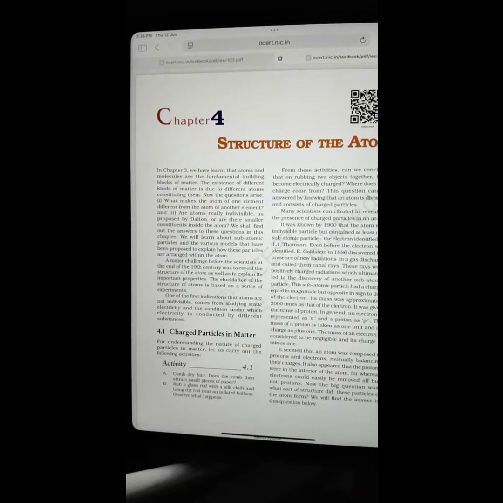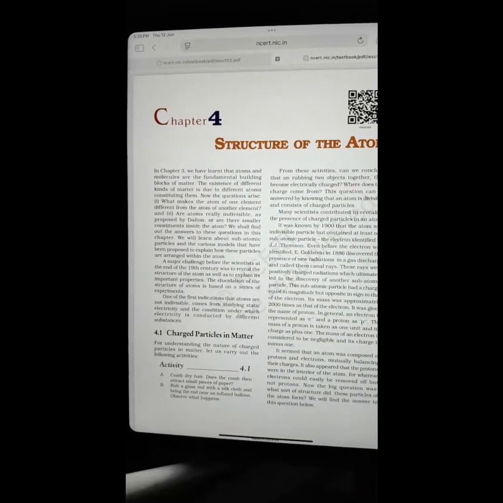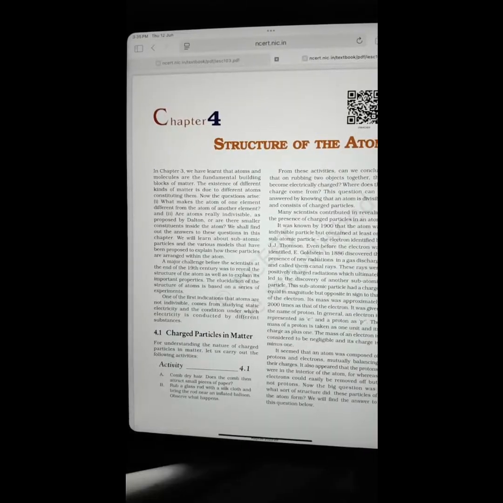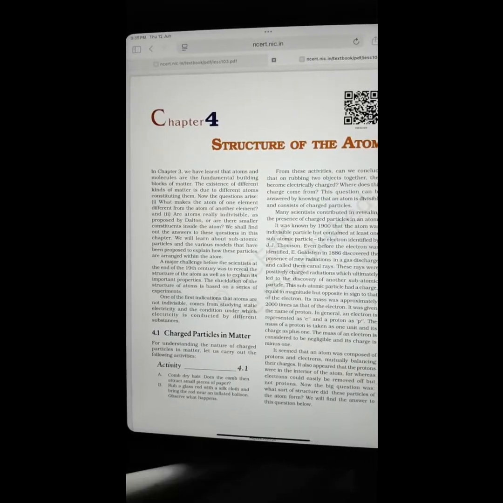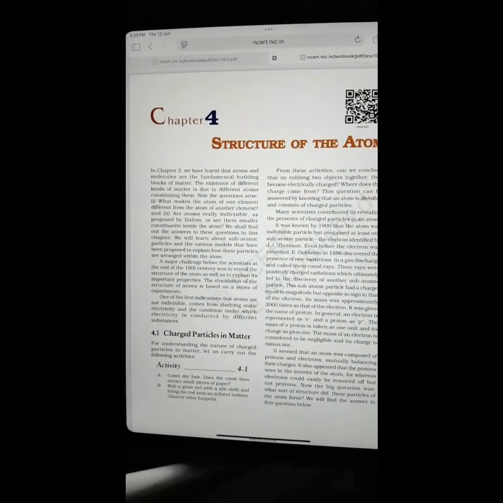We will learn about subatomic particles and the various models that have been proposed to explain how these particles are arranged within the atom.